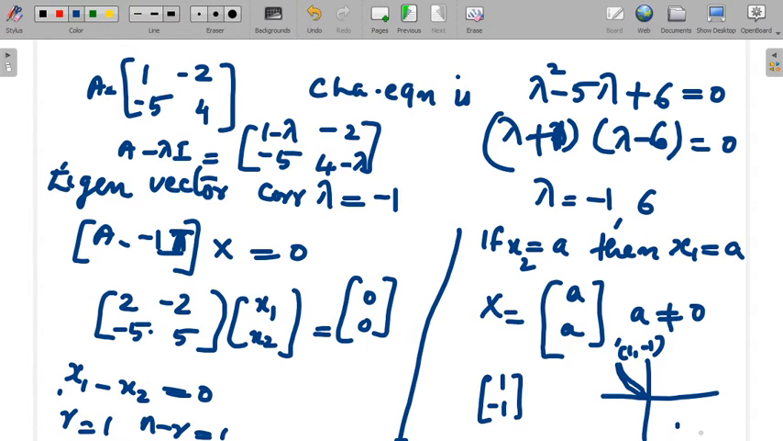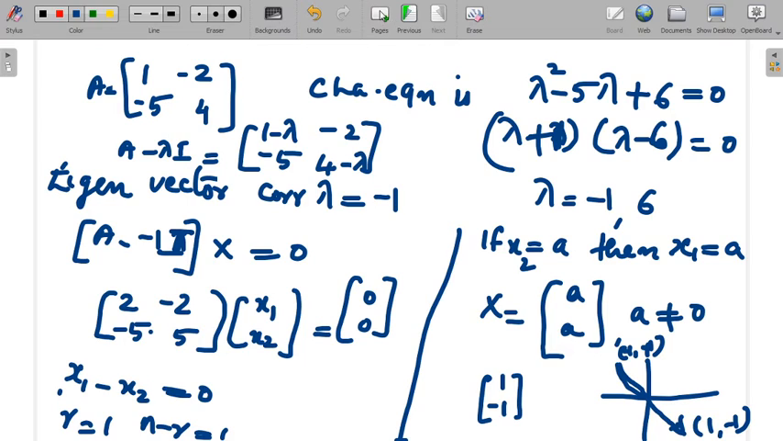1 minus 1 corresponds to this vector. Okay. 1 minus 1. This is minus 1 plus 1. And hence any vector in this direction will be a constant multiple of this, and that is expressed as a. So any vector in this direction will be an eigenvector corresponding to lambda equal to minus 1.